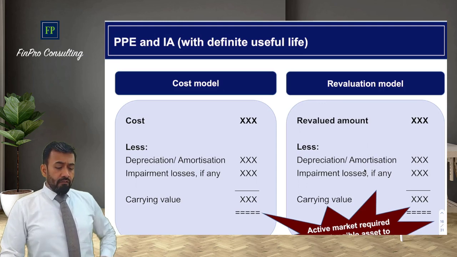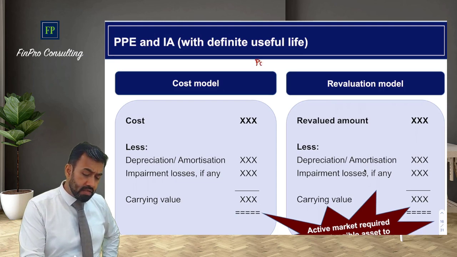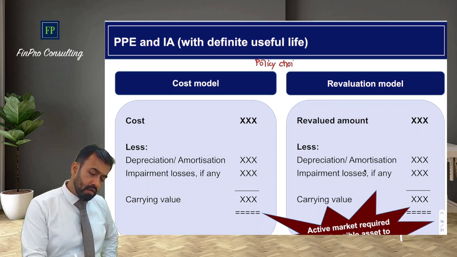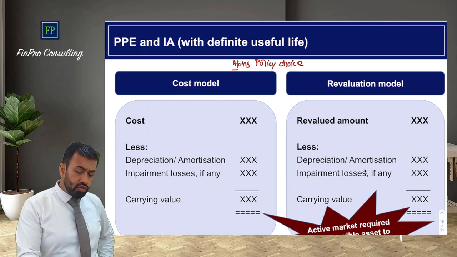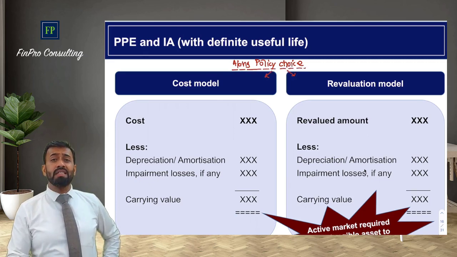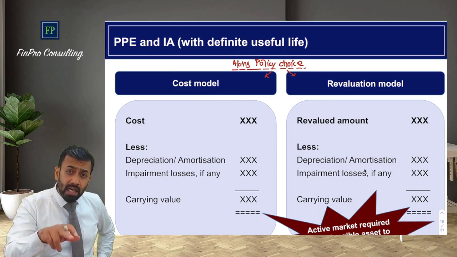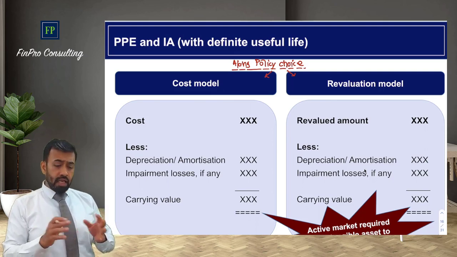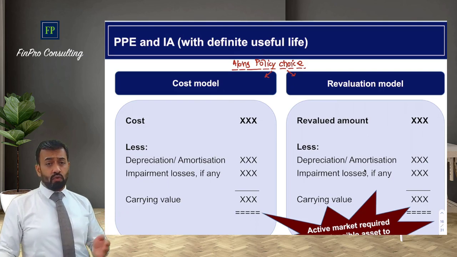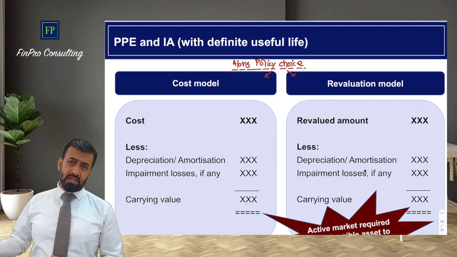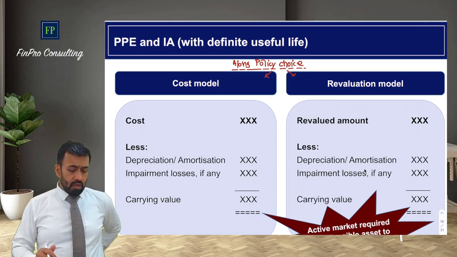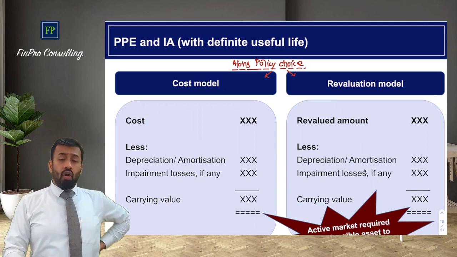each methodology. First of all, for PPE and intangible asset, there is a policy choice. There is an accounting policy choice, either to use the cost model or to use the revaluation model. It is up to that entity which method to use. They can choose the cost model, but if they choose the cost model, they'll have to follow it consistently. If they choose the revaluation model, they'll have to follow it consistently.